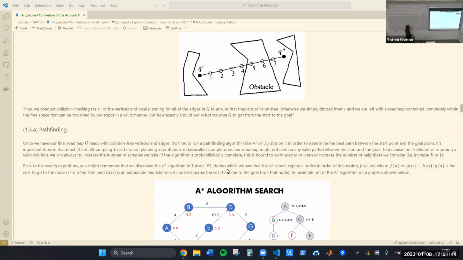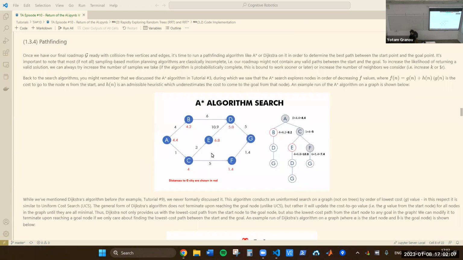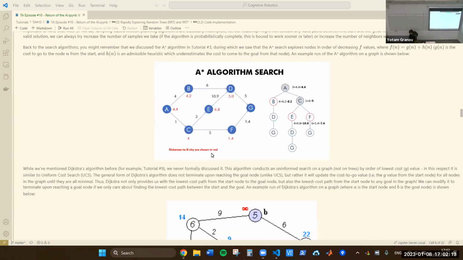So once I have my graph where I know that every edge and every vertex is collision free, that means I've built a roadmap in my free space that connects my start node and my goal node. And I can now find a path across that roadmap that should be valid for solving the motion planning problem. So again, we'll do pathfinding. We've already seen A star before, and we mentioned Dijkstra briefly last week. There is code for it.